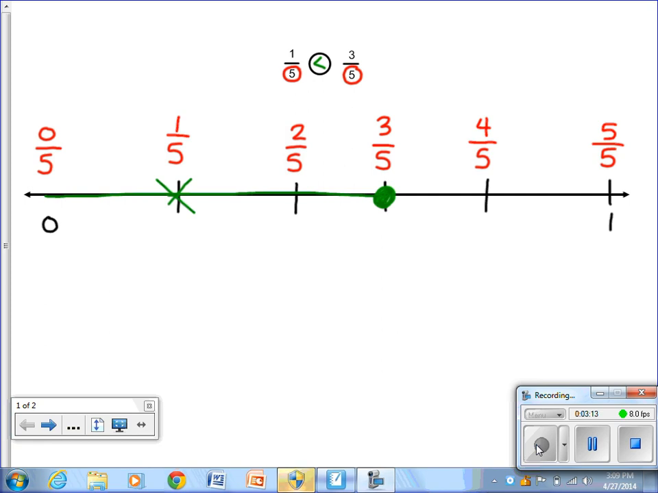Now, using that as an example, you should be able to complete questions 1 and 2 on the front of your homework paper. So go ahead and pause your recorder and try 1 and 2.